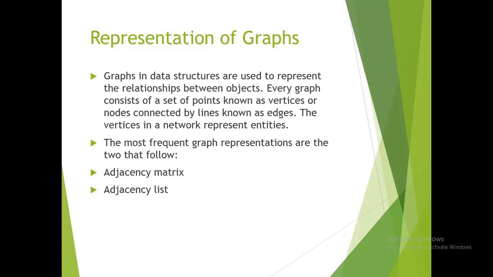Representation of graph. A graph is a data structure used to represent the relationship between objects. Every graph consists of a set of points known as vertices or nodes, and a line is known as an edge. The vertices in a network represent entities. The most frequent graph representations are the two: adjacency matrix and adjacency list.